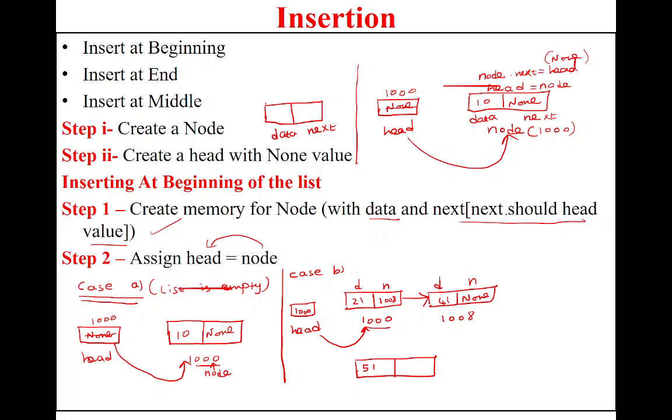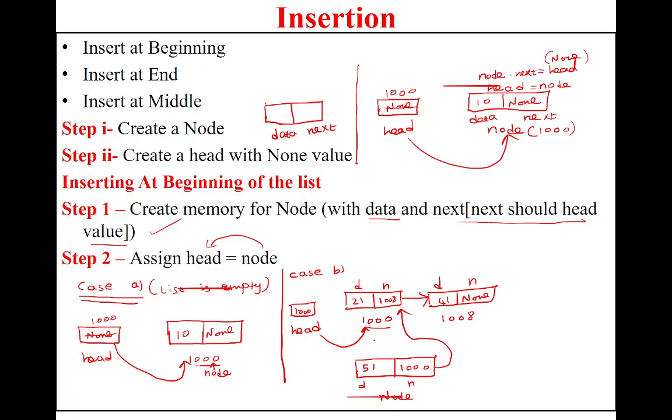Then, this is the data part, this is the next part, this is the node we are creating. And node of next should be the head value. What is the head value? 1000. So the meaning is it is connected like this.